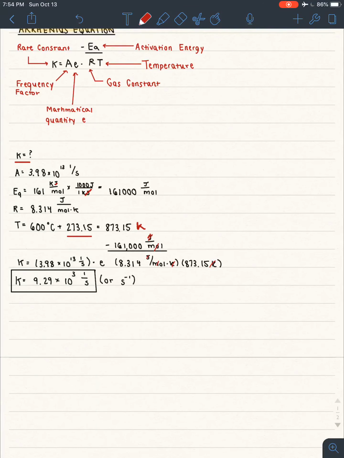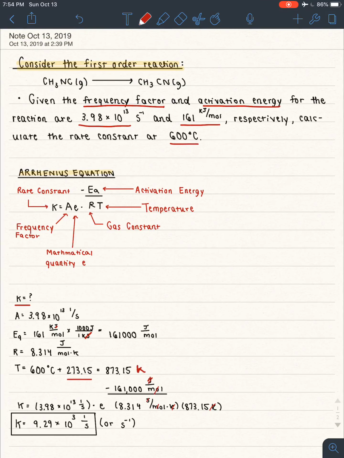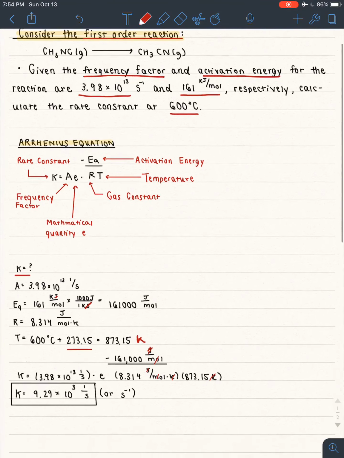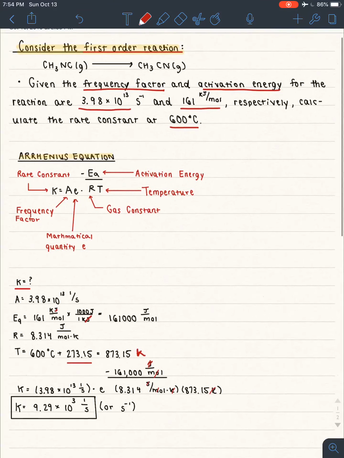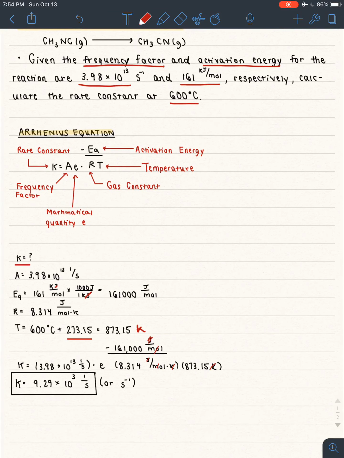So we're left with the rate constant of 9.29 times 10 to the 3rd seconds to the power of -1, which again, as a quick way to check, is the correct unit for a first-order reaction. And that is how we use the information via the Arrhenius equation to solve for a rate constant.